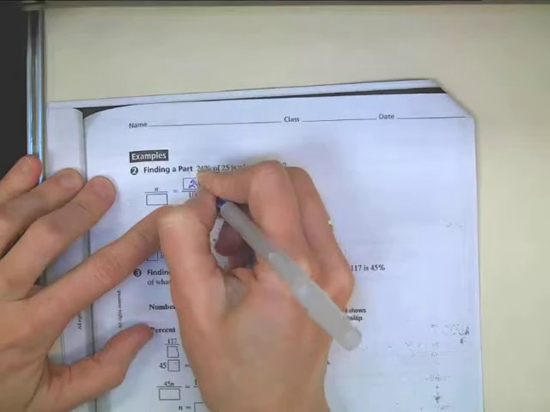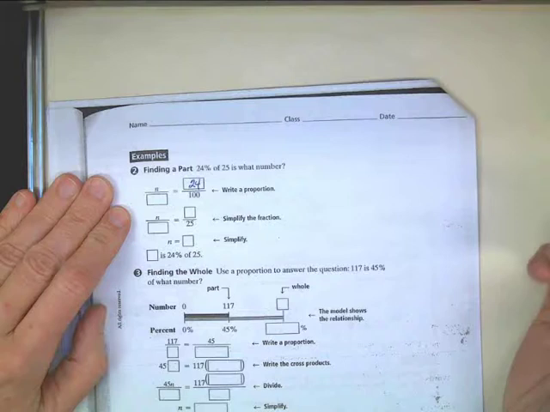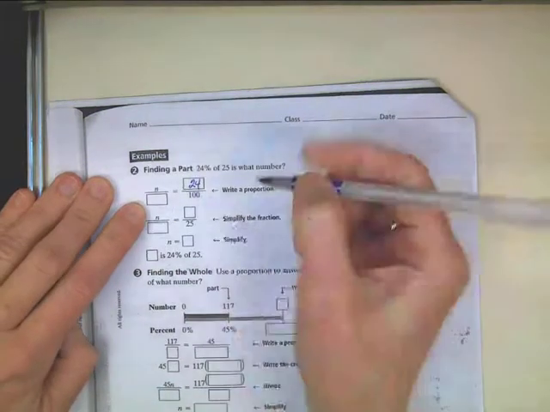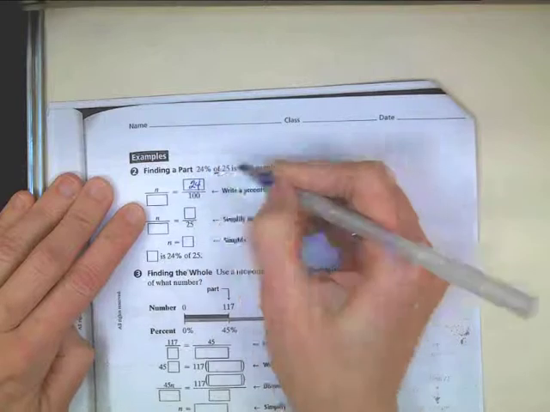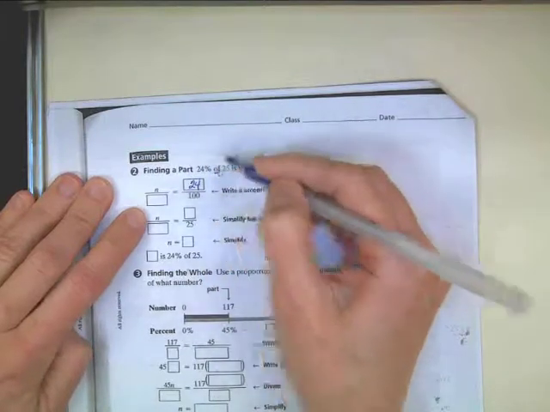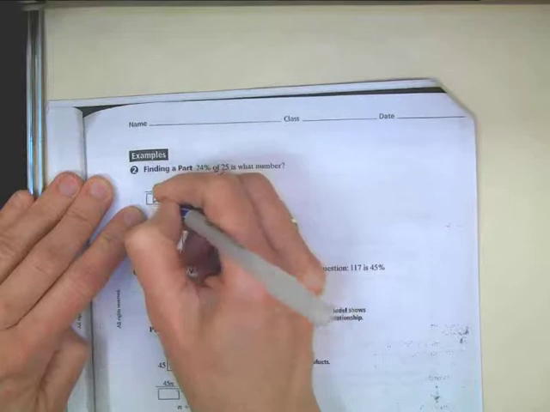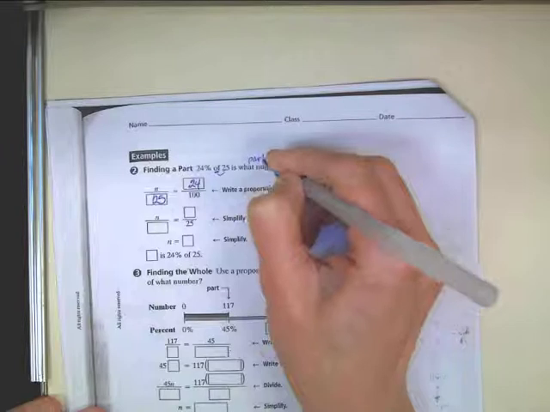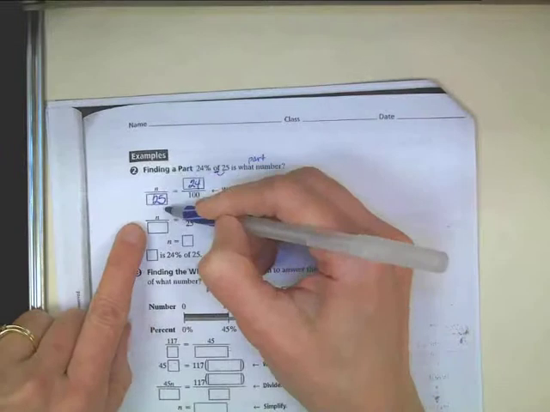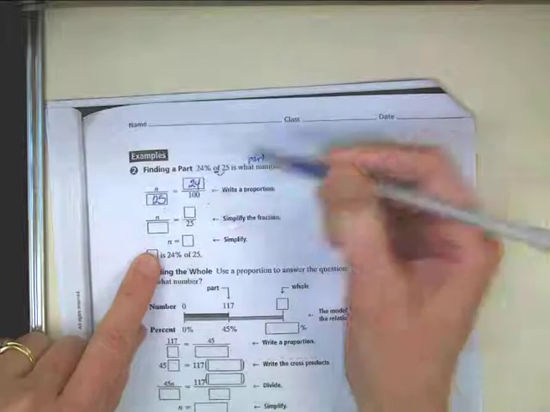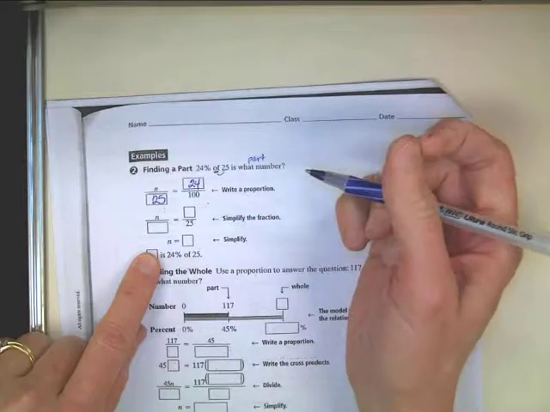I almost always fill in my percent first because that's the easiest thing to identify. Either I know it or I don't. So I have 24 over 100 for percent. And then I look for the word of. 24% of 25. So that means 25 is my whole and my missing number is the part. So n over 25, part over whole, equals percent over 100.